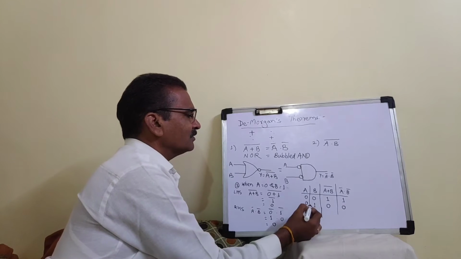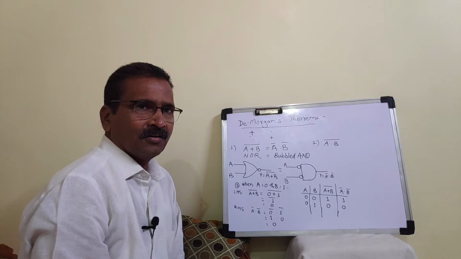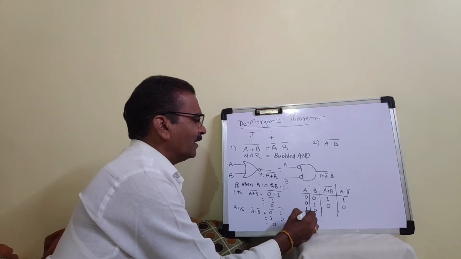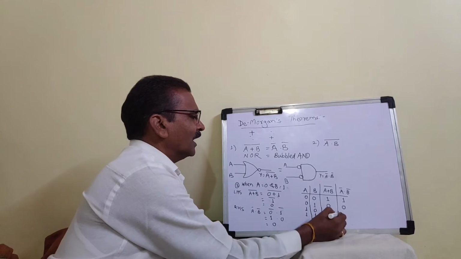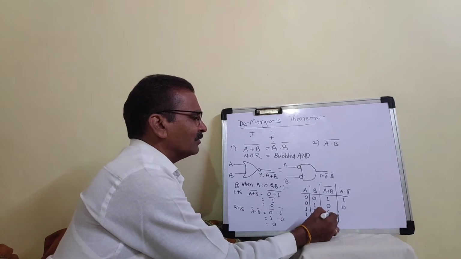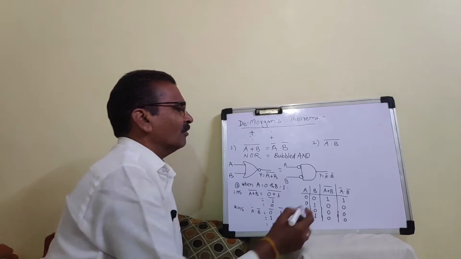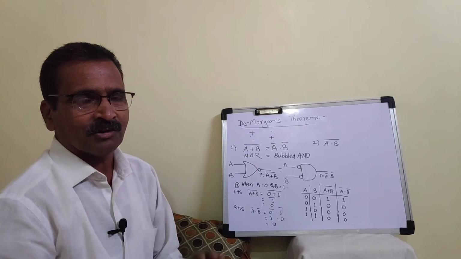So this is our second condition. In this way you can find the output for 1 0 and 1 1. These third and fourth condition, that output should be our 0 0 0 0. That means we have get LHS equals to RHS. Therefore this first theorem will be true.